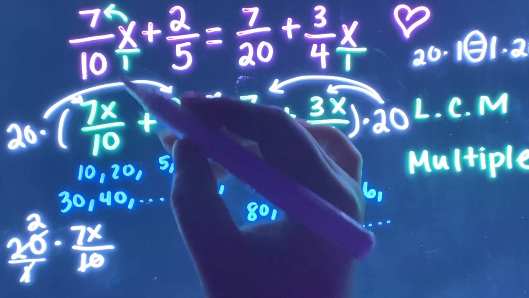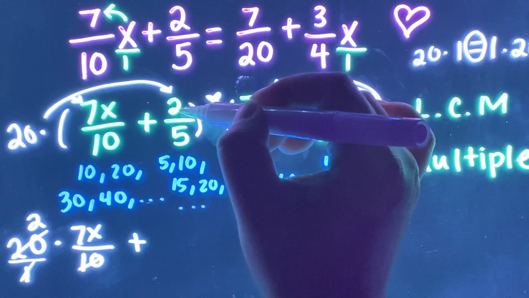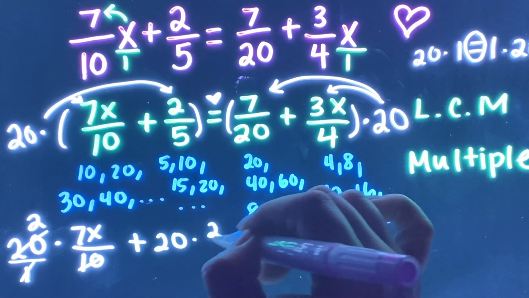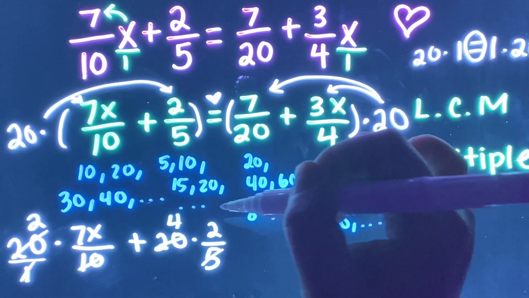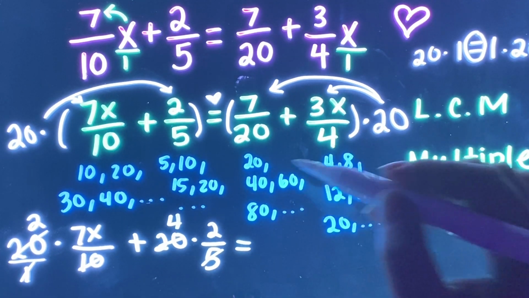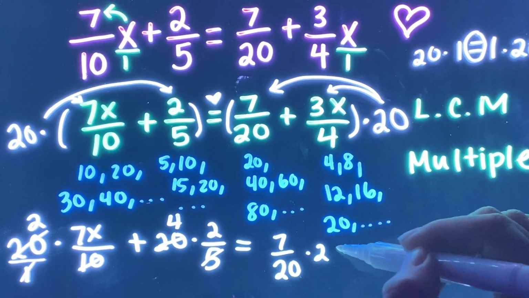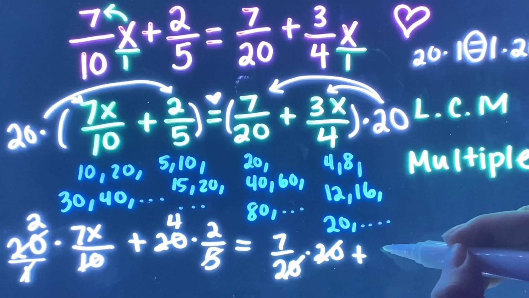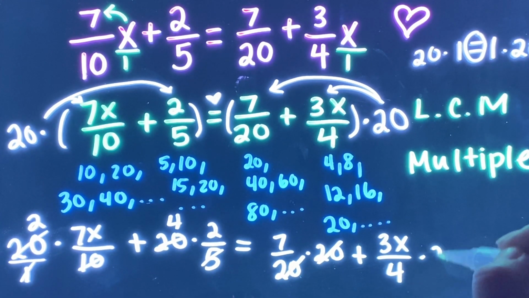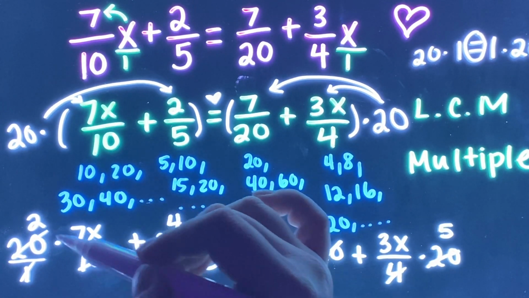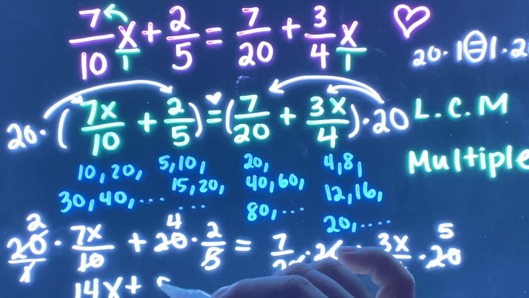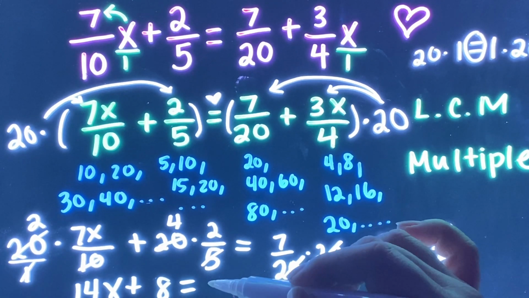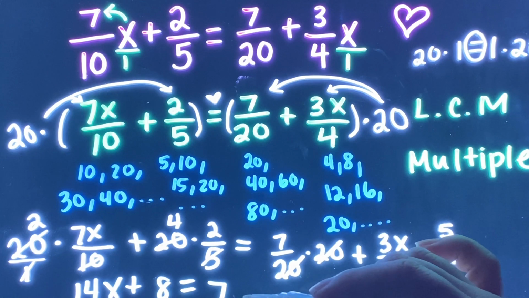So you just have 2 times 7x plus, and then you do 20 times 2 over 5. So remember, you're distributing this, so you have to do it for every single one. But 5 and 20 cancel because 5 goes into 20 4 times. And then equals, and then you have 7 over 20 times 20, but then the 20s cancel, which is nice. The denominator goes away. And then you have 3x over 4 times 20, and these cancel, so you get 5 because 4 goes into 20 5 times. So now you have 2 times 7x is 14x, plus 4 times 2 is 8, which equals 7, plus 3x times 5 is 15x.